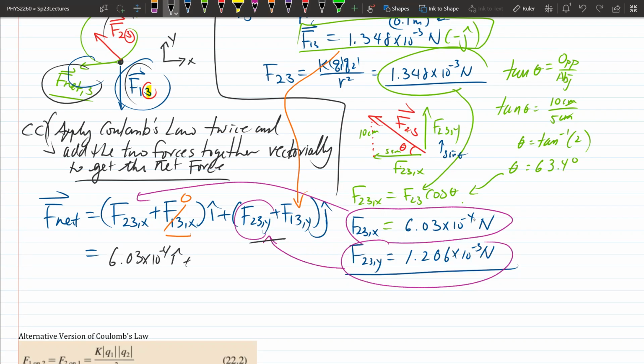This is a negative number because of the negative j hat, so you actually have to subtract those two numbers. 348 e to the -3. This is actually going to be negative 1.42 times 10 to the -4, and that's going to be in newtons also. And I made one mistake. Who spotted my mistake? Yeah.